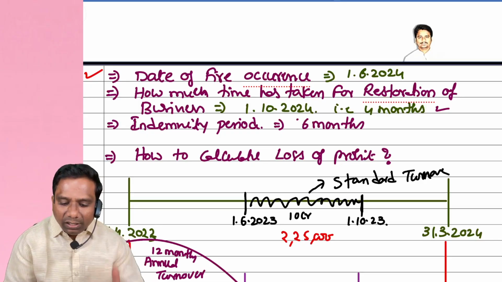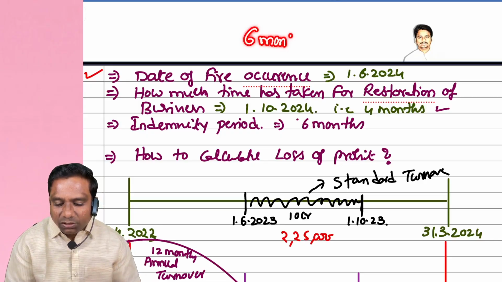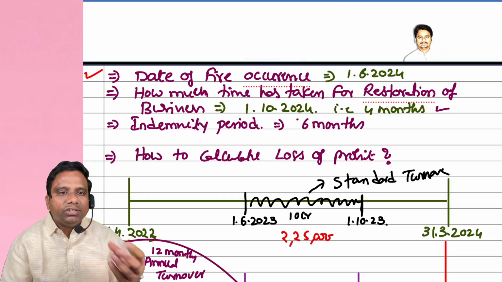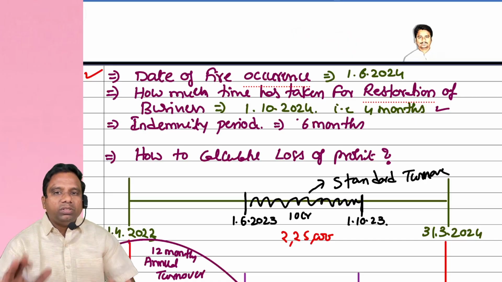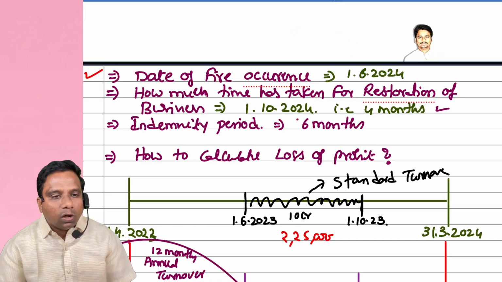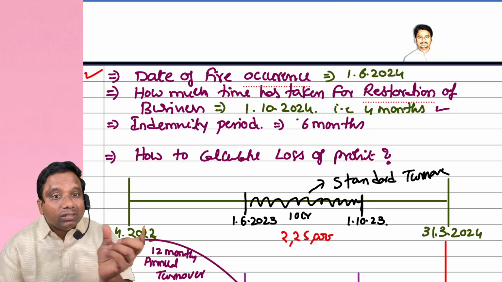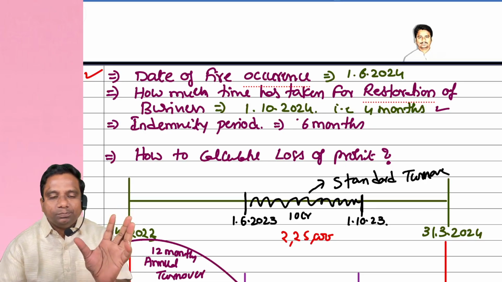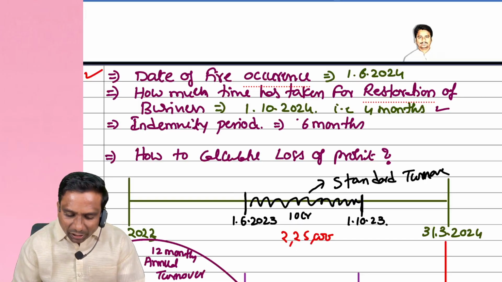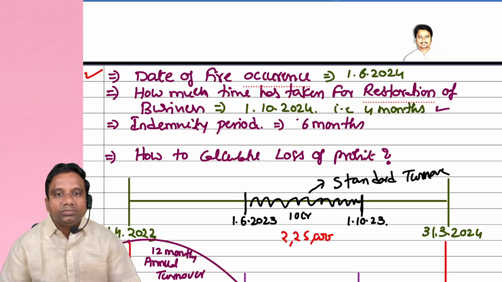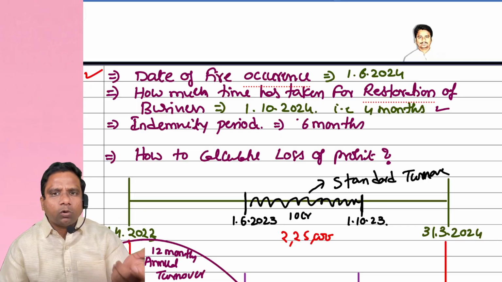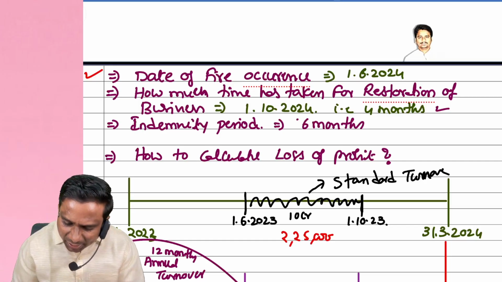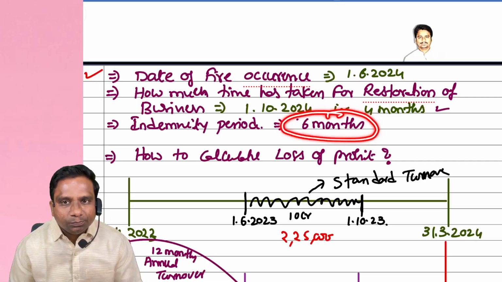He estimated that some 6 months time it takes, or some 3 months time it takes, to restore the business organization. Now he will take the policy for that time period, 3 months. So this you should identify as the indemnity period: 3 months, 6 months, 9 months. That depends on problem to problem. Yes, sir. The indemnity period is only 6 months.